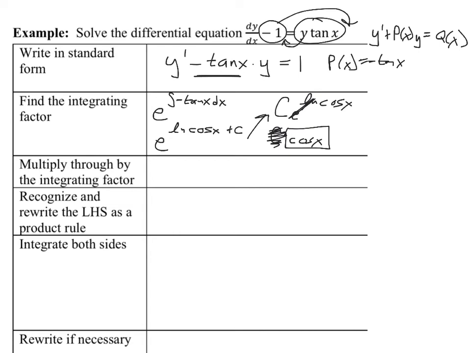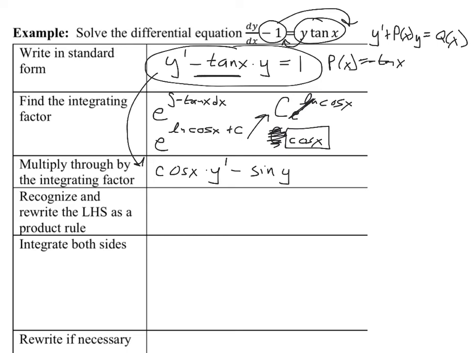Next step, I'm supposed to take that integrating factor and multiply it through the standard form of the differential equation. So I'm now going to have cosine x times y prime minus, when I do cosine times tangent, tangent is sine over cosine, those cosines are going to cancel, I'll wind up with sine x times y equals, and this is really important, make sure you don't forget to multiply that integrating factor over to the right-hand side as well. So you're also going to get equals cosine x here.